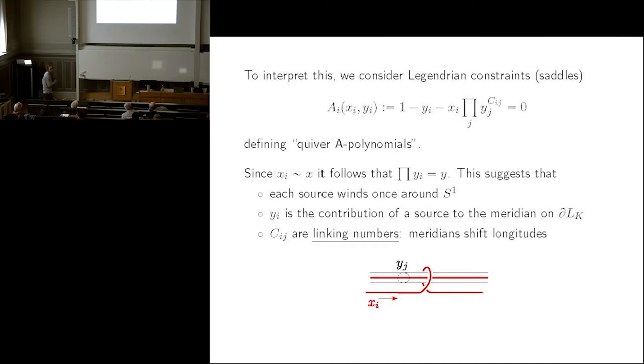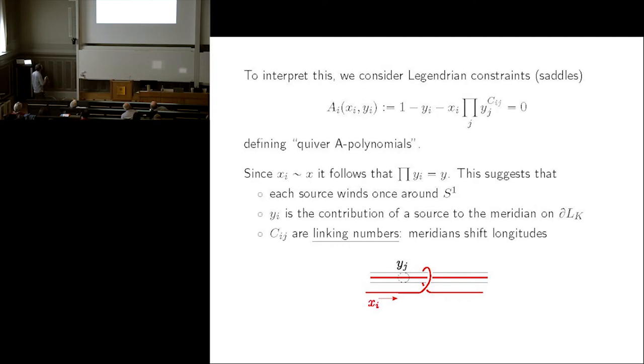But x and y, remember, were longitude and meridian on the boundary torus of the knot conormal brane. And so you can take the first statement to mean that each source is winding once around the solid torus, and that y_i is the contribution of each source to the meridian on the boundary. So if you take this solid torus, you cut a slice, you get a disk, and the sources are piercing this disk, and around each of the sources you have some meridian holonomy, which is y_i, and if you sum them all up, you get the meridian at infinity.